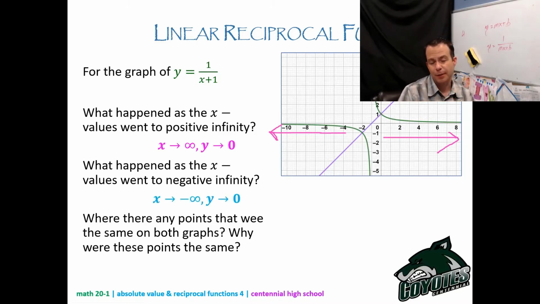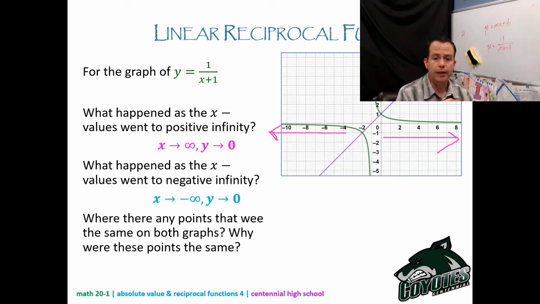That speaks of something called a horizontal asymptote, okay? The horizontal asymptote is the horizontal line that a graph will forever approach but never actually hit, just like a vertical asymptote is a vertical line that the graph will forever approach but never hit, okay?